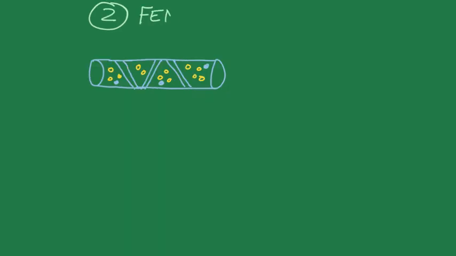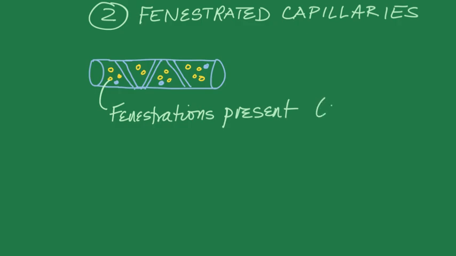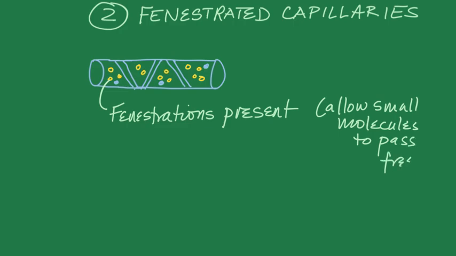This is the second type of capillaries, the fenestrated capillaries. You see the fenestrations shown as yellow circles. And these fenestrations allow small substances to pass through. That would be water, ions, or nutrients, such as glucose and amino acids. Fenestrated capillaries have to be somewhat leaky.